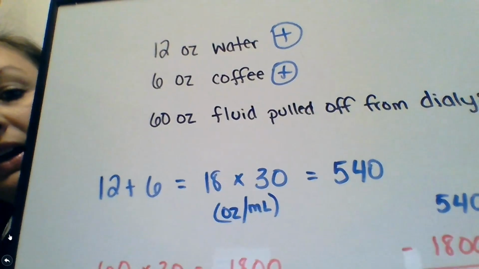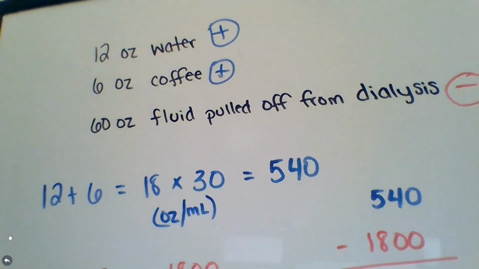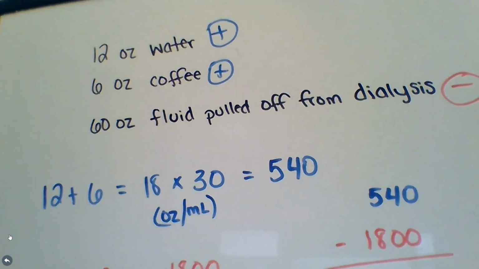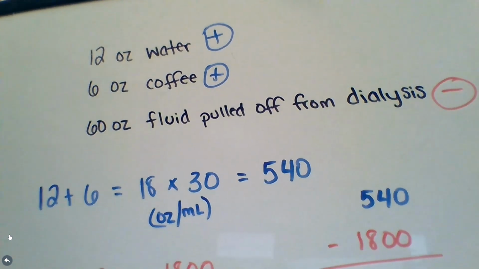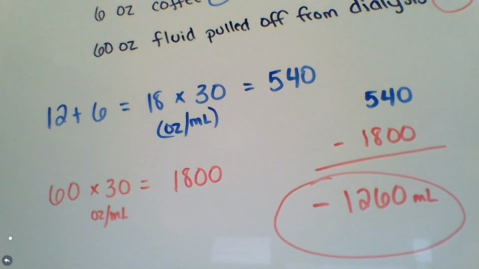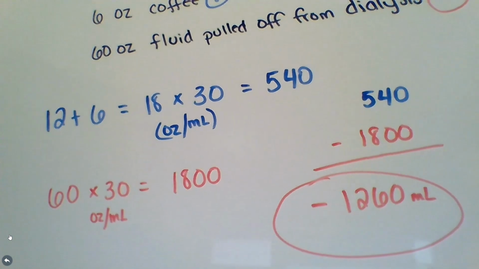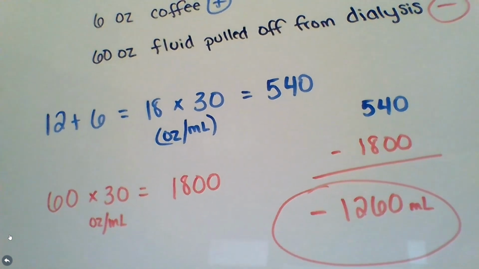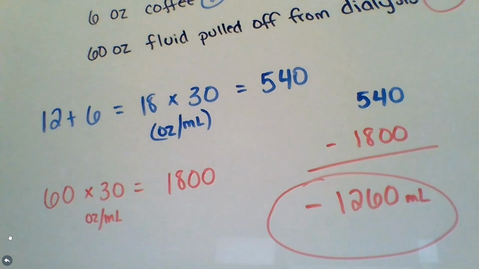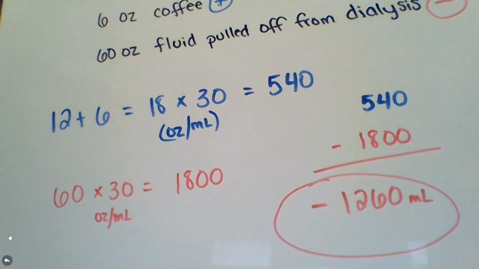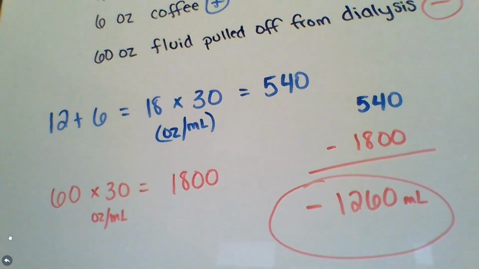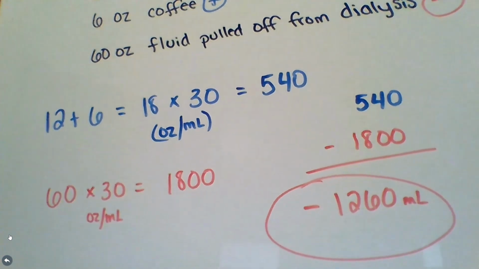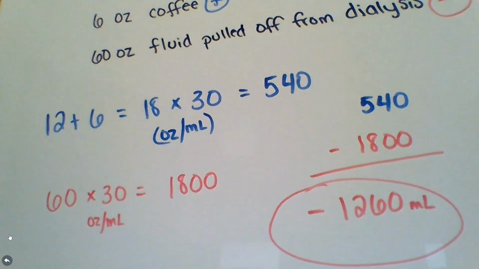There's 30 milliliters in 1 ounce. So what I've done is I did 12 plus 6 equals 18, and then I multiplied that by 30 to give me the 540 positive milliliters. Then I took the 60 that was pulled off during dialysis, multiplied that by 30, which gave me 1800, which is negative. So then I took that 540 and I subtracted 1800, which gave me a negative 1260 milliliters for the day. So their total intake and output gave a negative 1260.